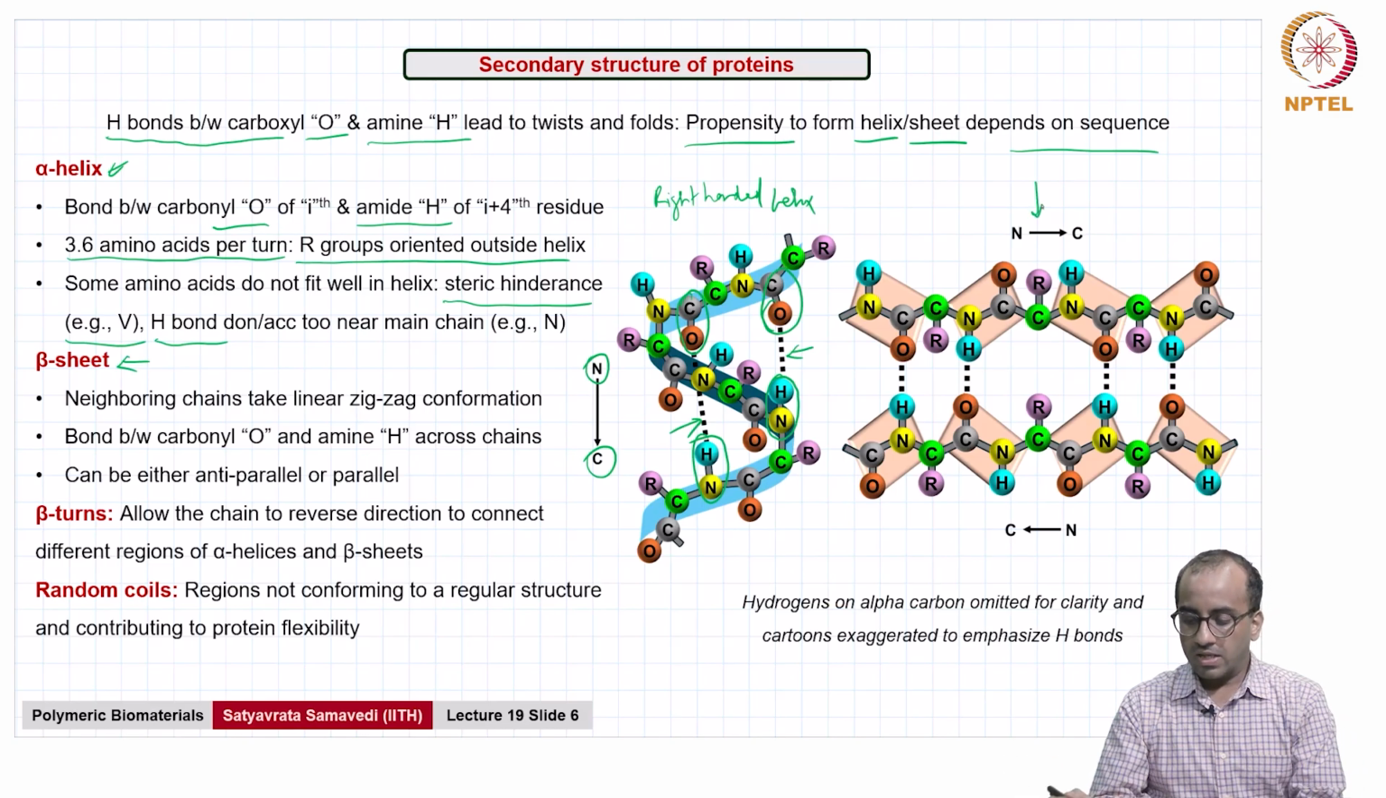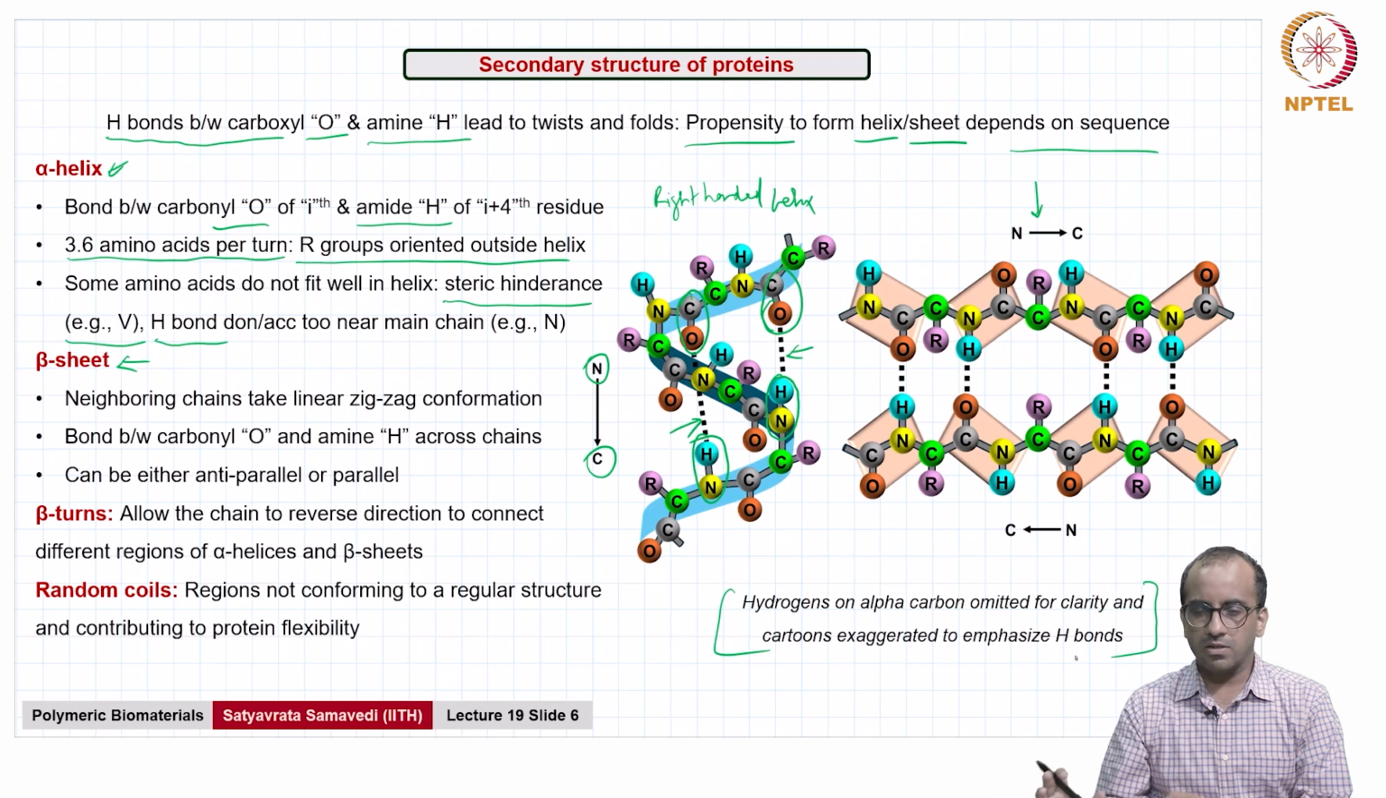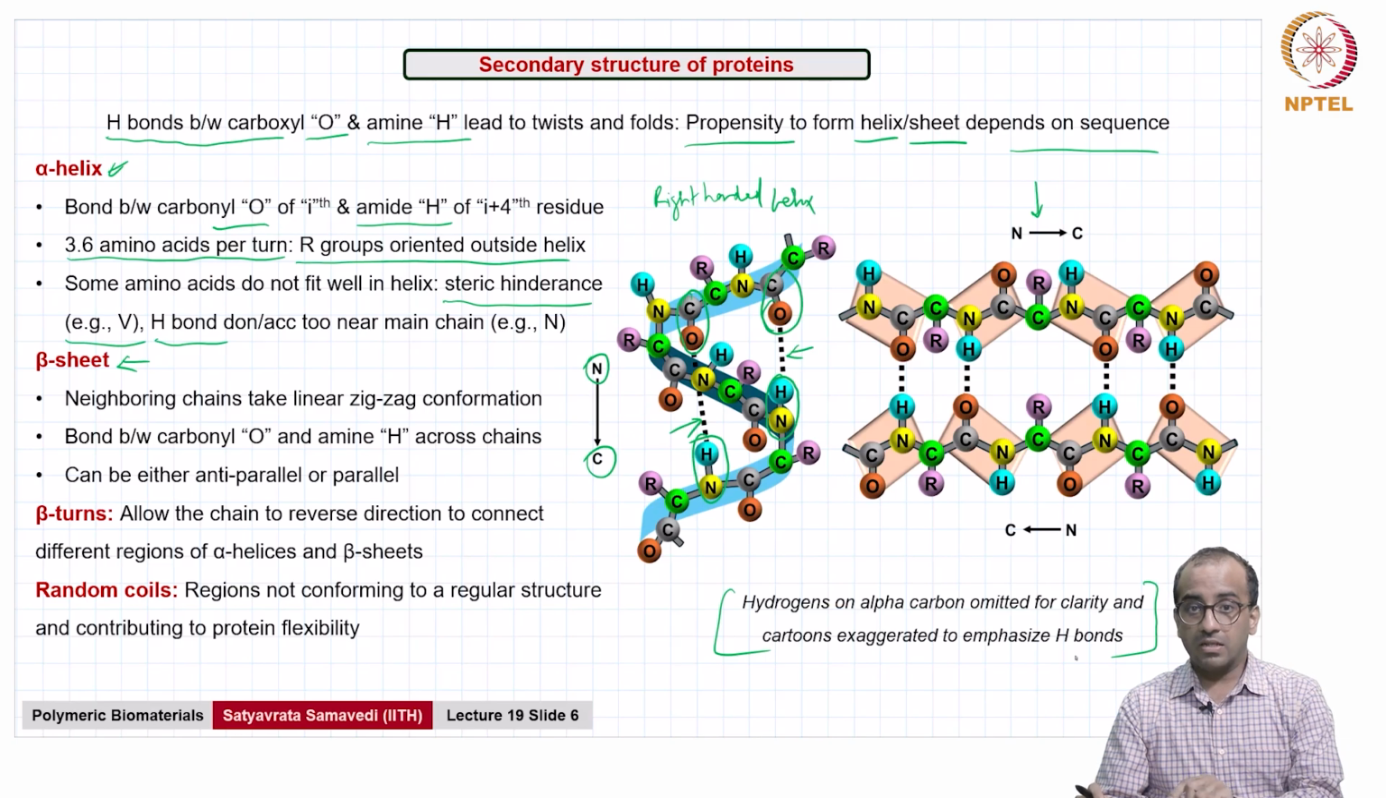And one thing to note here before we look at the beta sheet in more detail is, for both these cartoons, the hydrogens on the alpha carbon are omitted just for clarity, and the cartoons are slightly exaggerated to emphasize the hydrogen bond. So, because our goal is to understand protein structure from the perspective of interactions, we are primarily focusing on the hydrogen bonds. So, some of the bond angles etc. could be exaggerated.